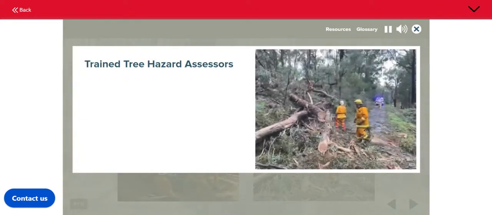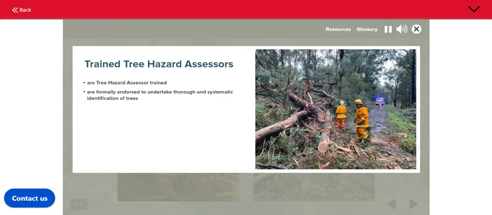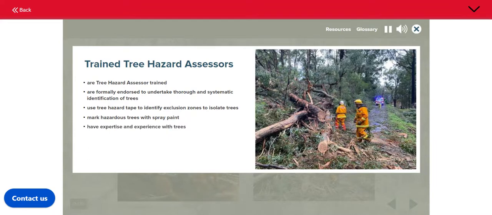Tree hazard assessors are tree hazard assessor trained, are formally endorsed to undertake thorough and systematic identification of trees, use tree hazard tape to identify exclusion zones to isolate trees, mark hazardous trees with spray paint, and have expertise and experience with trees. They assess and mark hazardous trees before, during, and after events, and determine safe and effective removal strategies for hazardous trees.